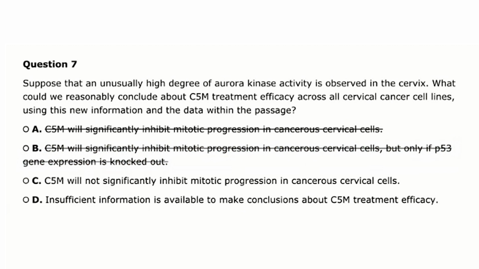Then I see C5M will not significantly inhibit mitotic progression in cancerous cervical cells. And again, the same reason that I crossed out A, I'll use to cross out C. I can't make a complete ruling on what the efficacy of this drug is for all cervical cancer cell lines, because I've only ever seen one. So by process of elimination, I know that it's D. And when I read D, it says insufficient information is available to make conclusions about the treatment efficacy, I say, yeah, that's pretty much what I felt from the beginning of this question, which is that's not a lot of information to go off of.